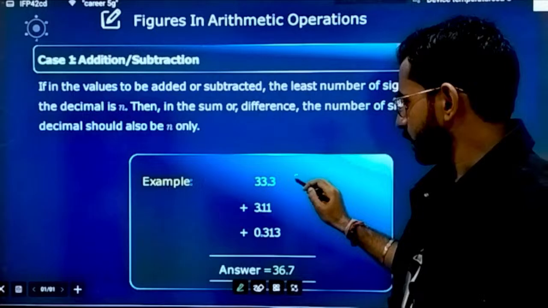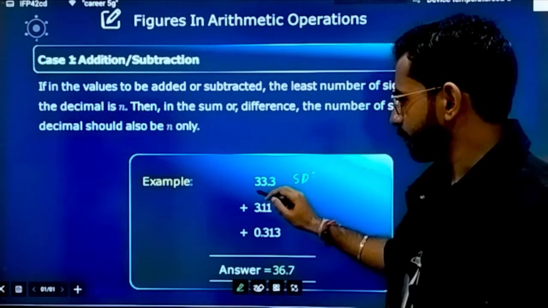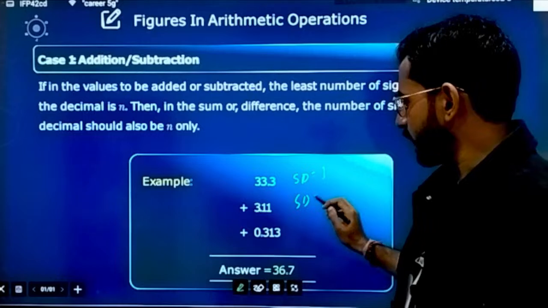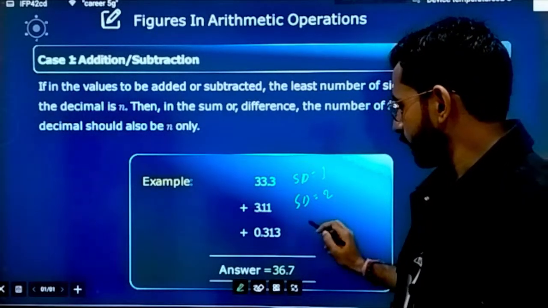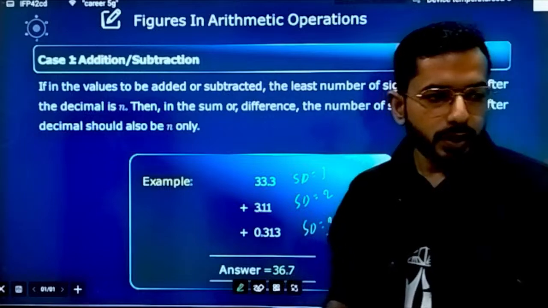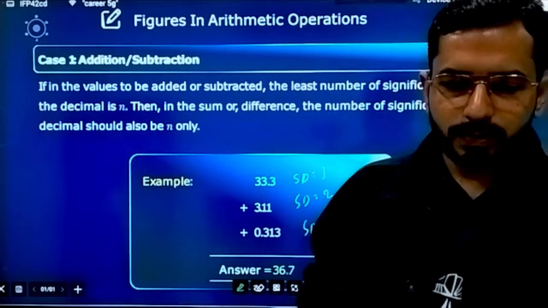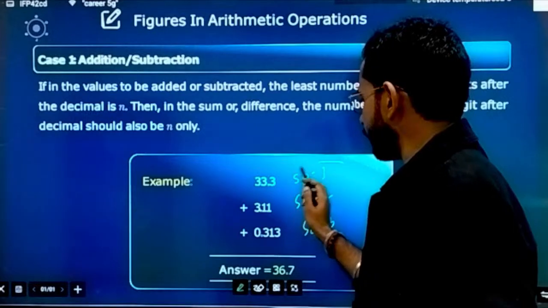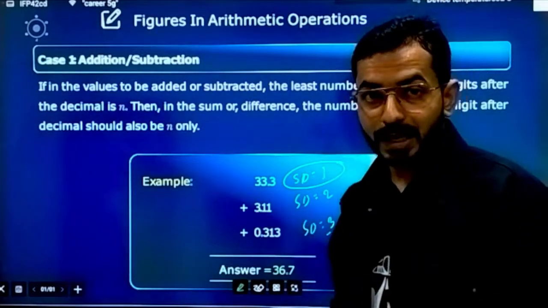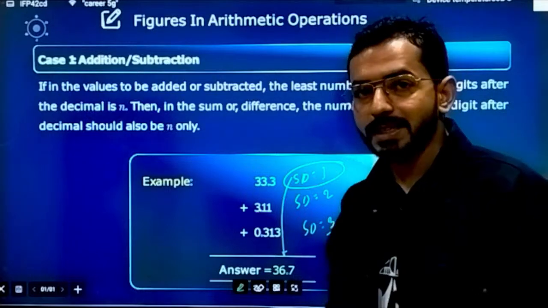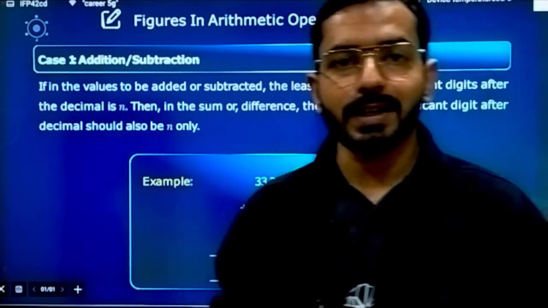Let's suppose here, tell me what is the number of significant digits. I can say after the decimal place, 1. Here the number of significant digits after the decimal is 2. Here the number of significant digits will be taken as 3. So you will only quote the number of significant digits that are least. Tell me which is the least number of significant digits after the decimal. That is equal to 1. That means your answer will also have only one significant digit after the decimal.